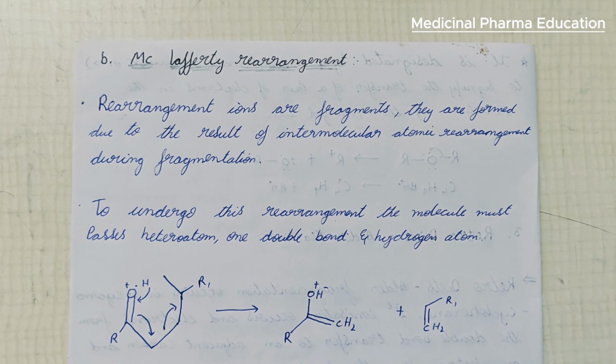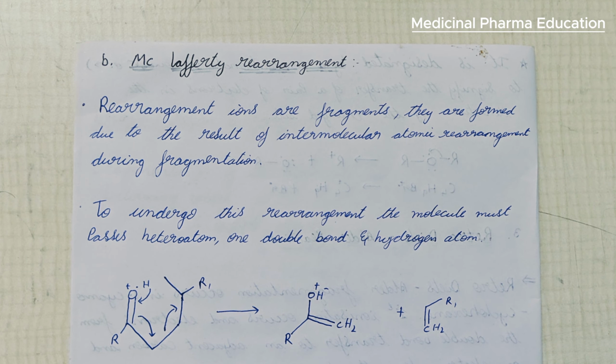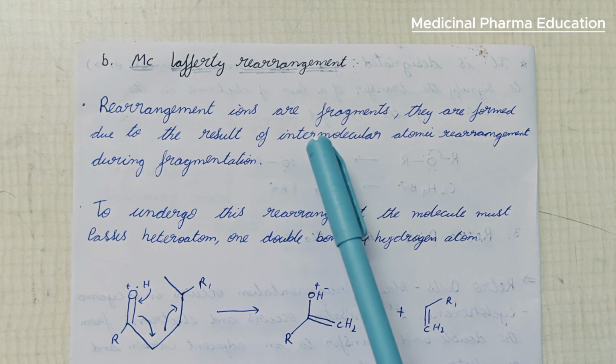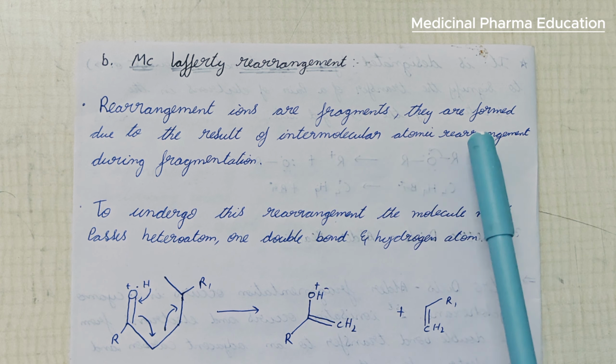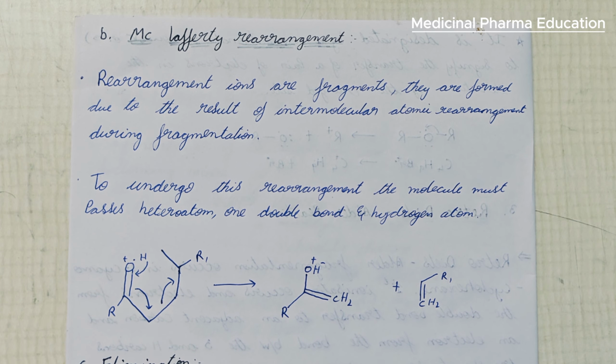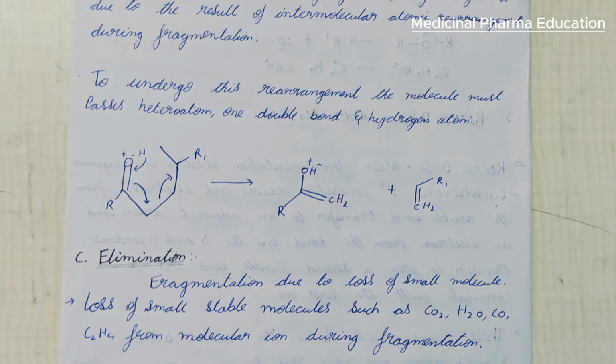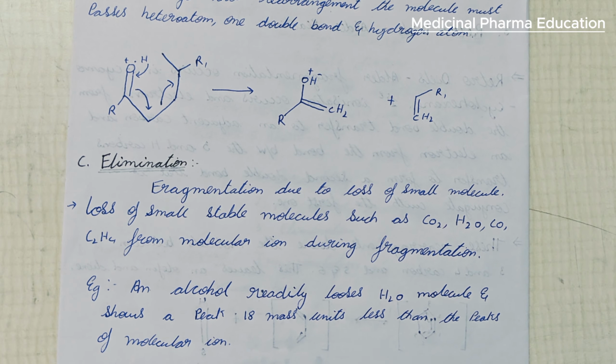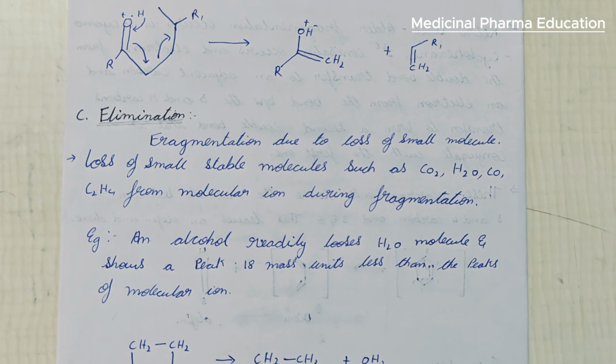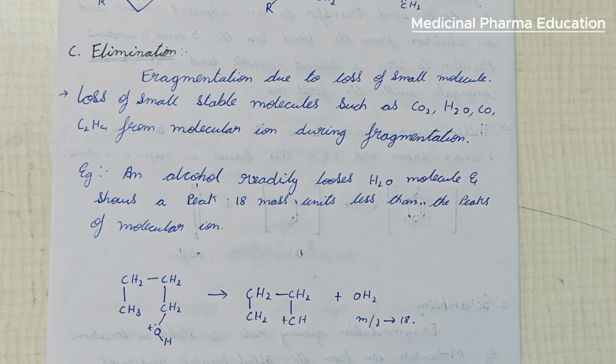Next, this one they have asked once in your exams. Rearrangement ions are fragments formed due to intramolecular atomic rearrangement during fragmentation. There is the McLafferty rearrangement, where rearrangement takes place, and lastly, elimination. Just read it. These are the reactions. I can't explain everything; you need to understand it.